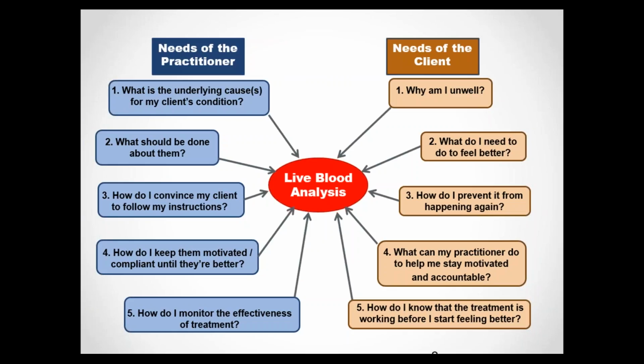So this visual impact, it actually goes a long way towards helping your clients to stay compliant during the treatment and also to come back for their follow-up visits because they are motivated. They want to see for themselves that their blood cells or that their blood is looking better.